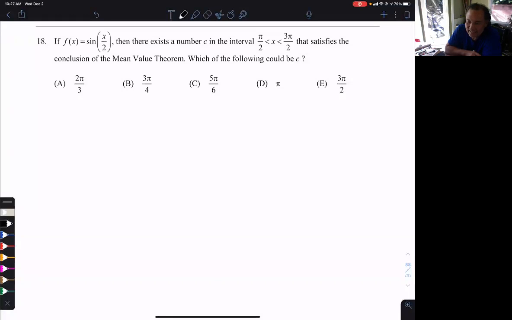This is the 1993 test, number 18. We're given f of x equals sine of x over 2. And it says, then there exists a number c in the interval which satisfies the conclusion of the mean value theorem.